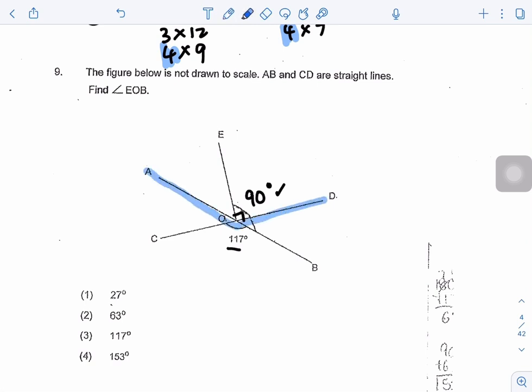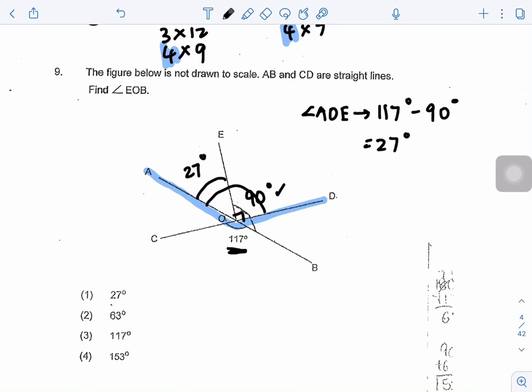AOD is 117 degrees because of opposite angles, right? So now we can find angle AOE over here. Angle AOE is 117 degrees minus 90 degrees equals 27 degrees. So this is 27 degrees.